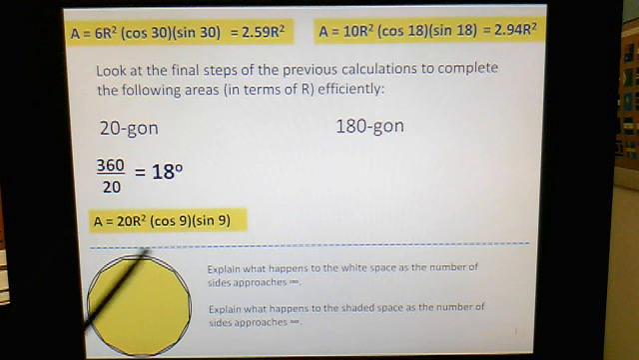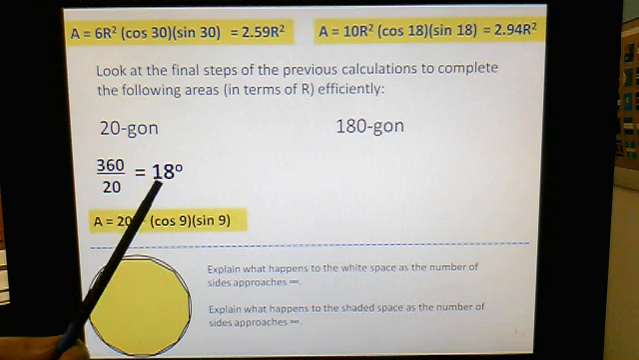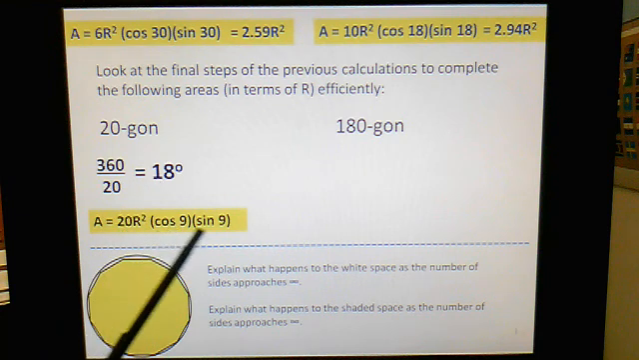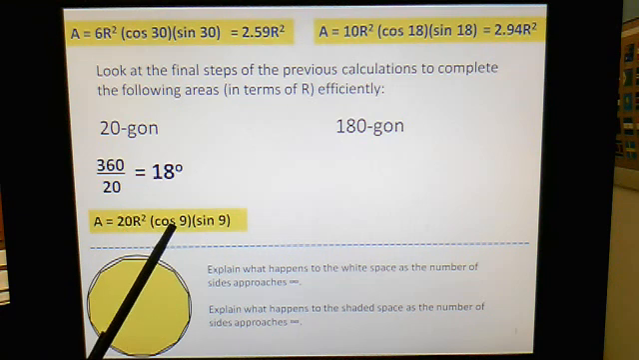And you get something like this. Area is equal to 20, because it's a 20-gon again, cosine of 9, because it was cutting this in half, sine of 9. These both appear in this again. If you multiply these two decimals and multiply them by 20, I think you get around 3.09. I still haven't told you what you're deriving here. I'm hoping you see it by now. 3.09r squared. Really close to something else that you've seen in math.